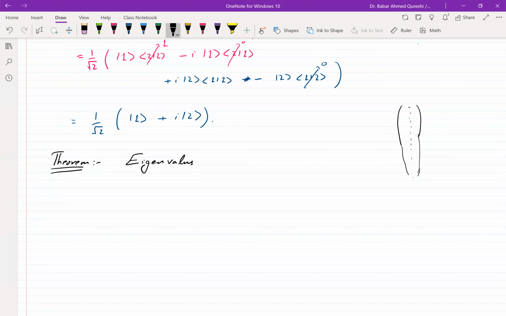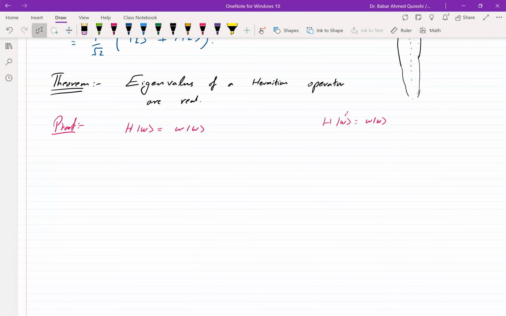Now, the theorem says eigenvalues of a Hermitian operator are real. So the proof is really easy. Suppose you have H, which is Hermitian, and this is an eigenvector with eigenvalue W. This is a very common notation: if it's an eigenvector of an operator, you put in the eigenvalue, that number, as its label. And we have to show that W is real.